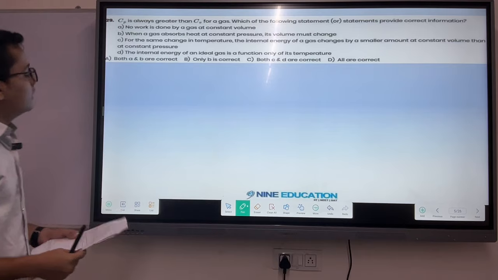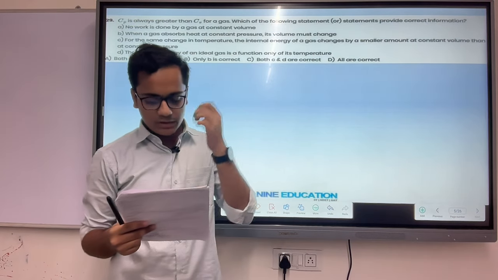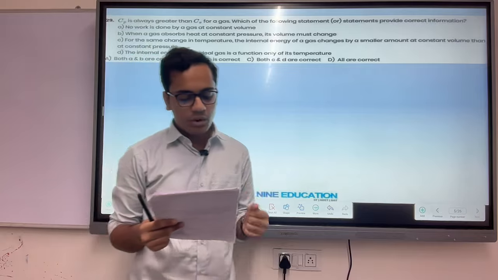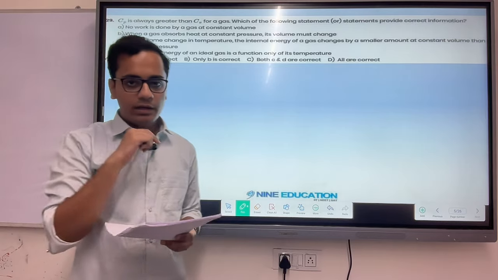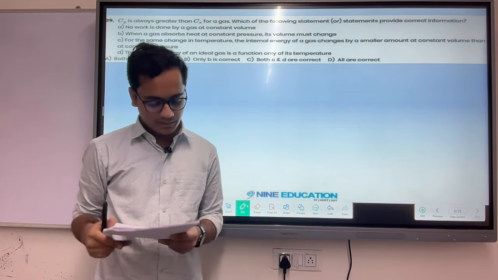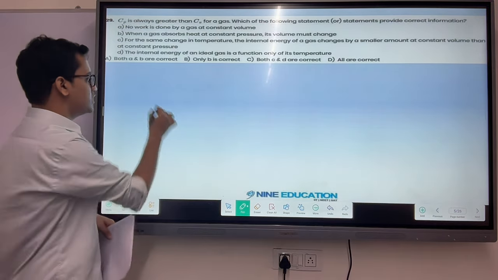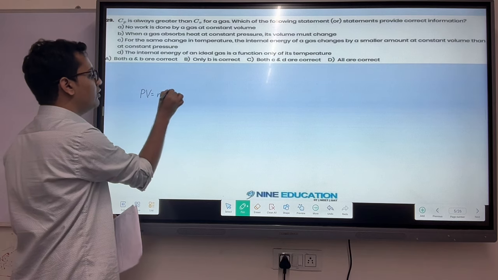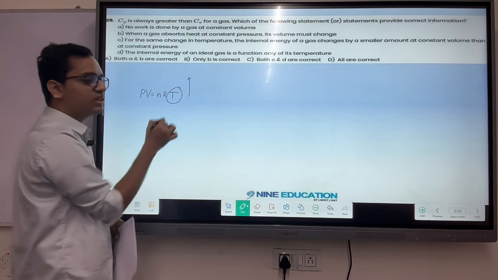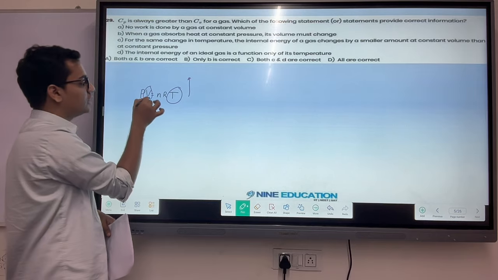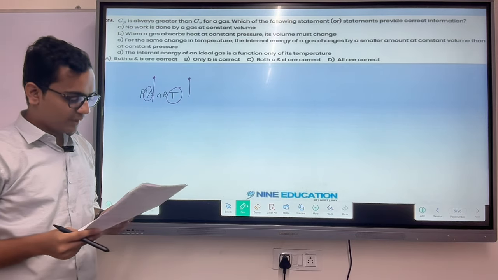Next one. Again, theory based question. Cp is always greater than Cv for a gas. Which of the following provide the correct information? No work is done by a gas at constant volume. Yes, correct. Work done is integral P dV. No change in volume, no work done. Second, when a gas absorbs heat at constant pressure, its volume must change. PV equal to nRT. At constant pressure, if the gas absorbs heat, temperature goes up. As the pressure is constant, volume also must go up, okay, so that this equation is obeyed.